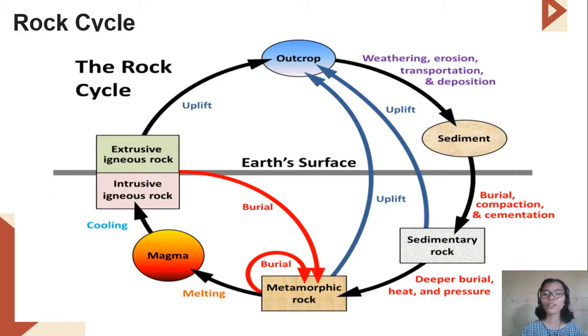So rocks in the rock cycle do not always make a complete loop. It is possible for sedimentary rock to be uplifted back above the Earth's surface and for intrusive and extrusive igneous rocks to be reburied and become metamorphic rock.